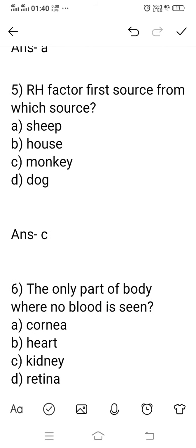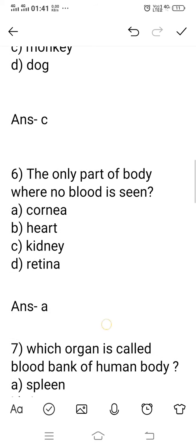Question number 5. From which source was the Rh factor first discovered? Option A sheep, option B horse, option C monkey, option D dog. Rh factor means rhesus factor, and this factor is derived from the monkey. Rhesus is one type of monkey from which the Rh factor was first discovered. So the right answer is option C, monkey.